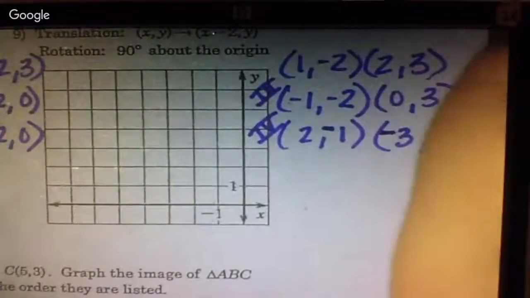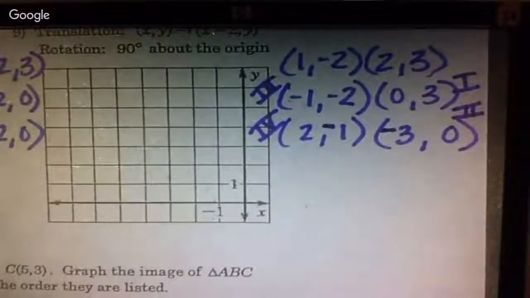Miss Smith, can you visualize the quadrants real quick? Like 1, 2, 3, 4? Absolutely. So this is 1. This is 2.